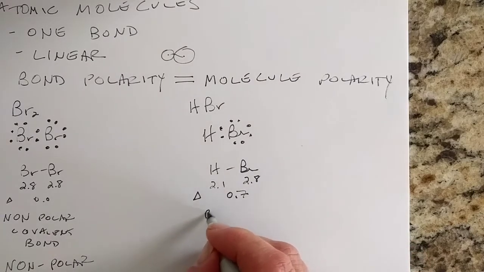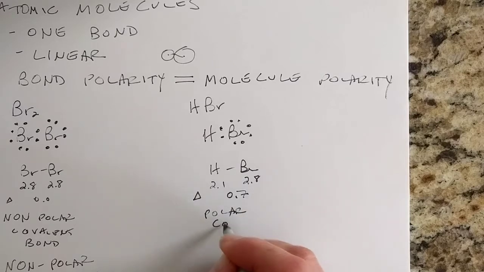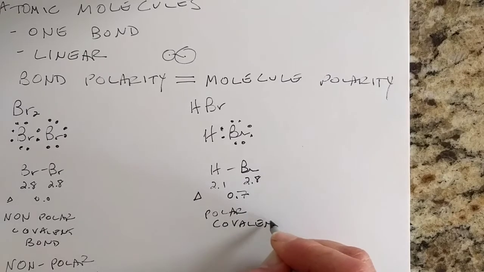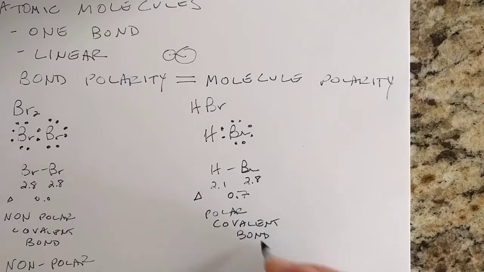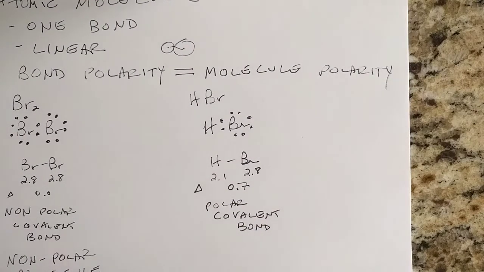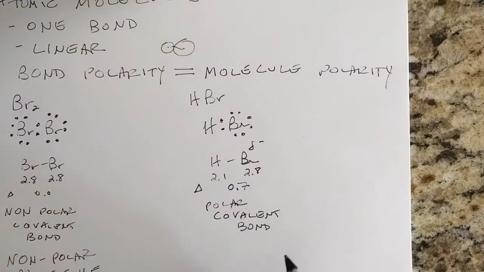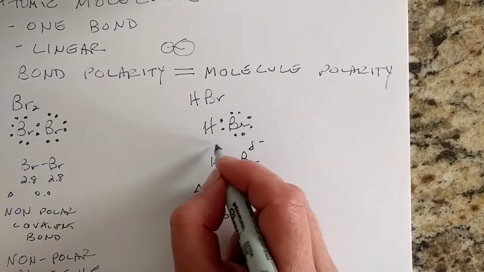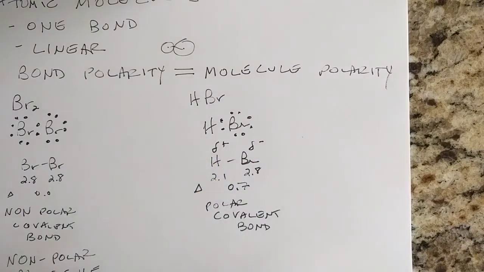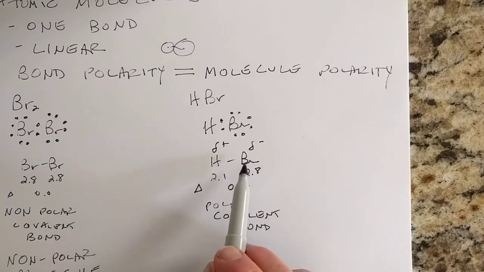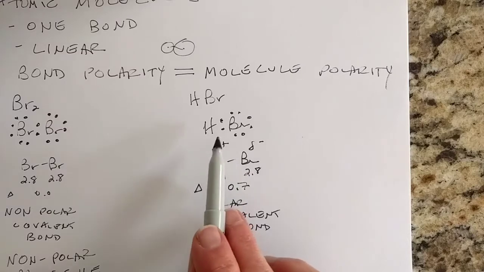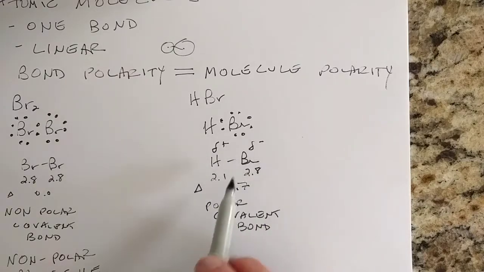This means that we have a polar covalent bond. So with a polar covalent bond, our more electronegative element gets the delta minus. Our less electronegative element gets the delta plus, meaning these bonding electrons are not being shared equally. Bromine has the greater electronegativity, the greater pulling power. It pulls those electrons towards itself and ends up with a slight negative charge. So one bond, our bond is polar covalent.